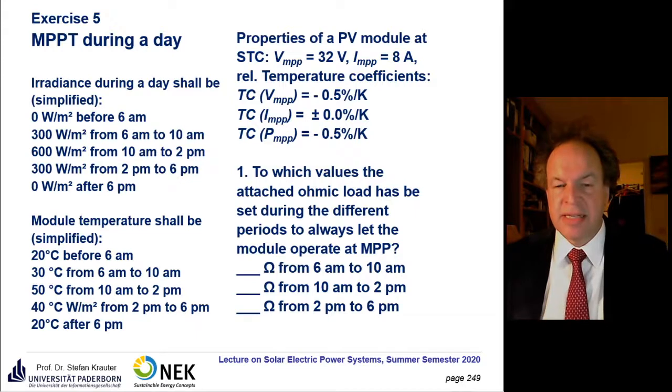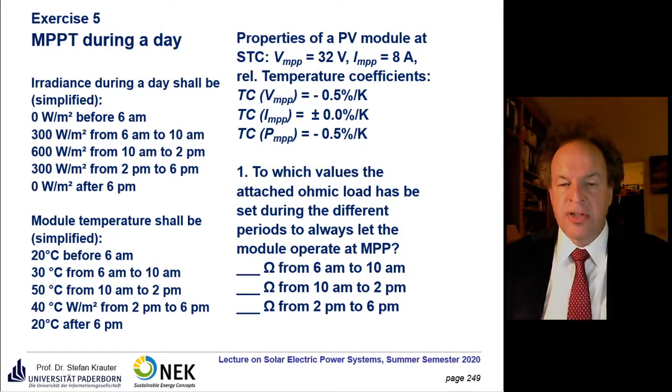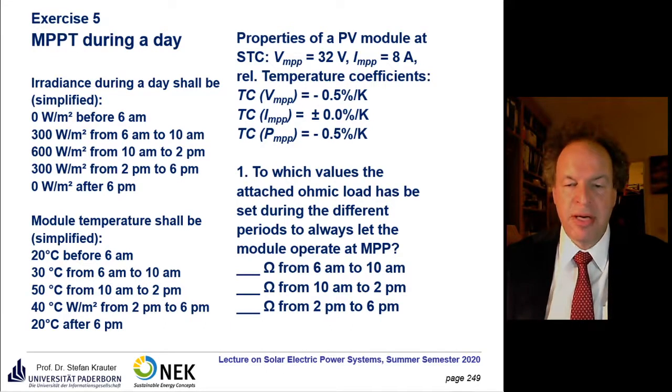Welcome to exercise 5. The first task of exercise 5 is to find out the optimal resistance to keep the PV system operating in the so-called maximum power point at different irradiance and temperature conditions.